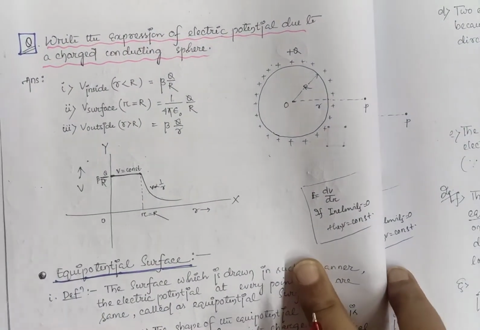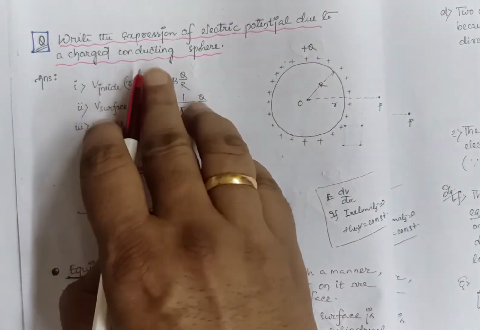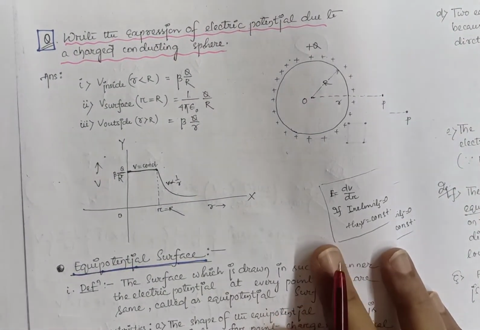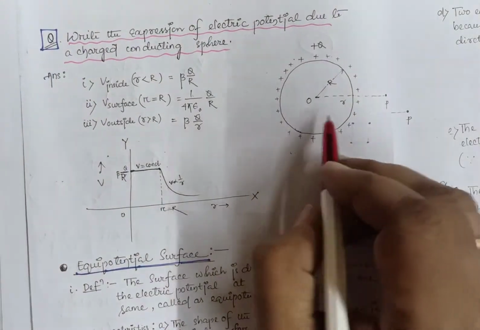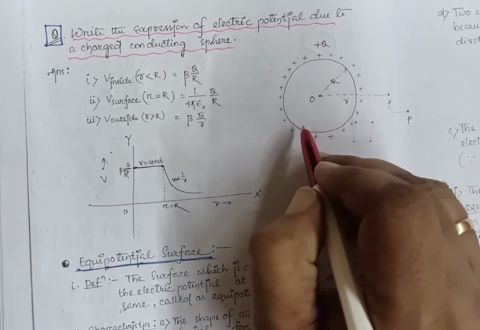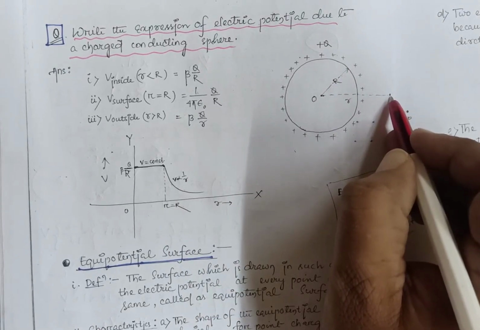Then we have to go for another question. What is the expression of electric potential due to a charged conducting sphere? Just remember this formula and graph. This is a charged sphere, radius is capital R, and positive charge is distributed over it. P is the point where we have to calculate the electric potential.